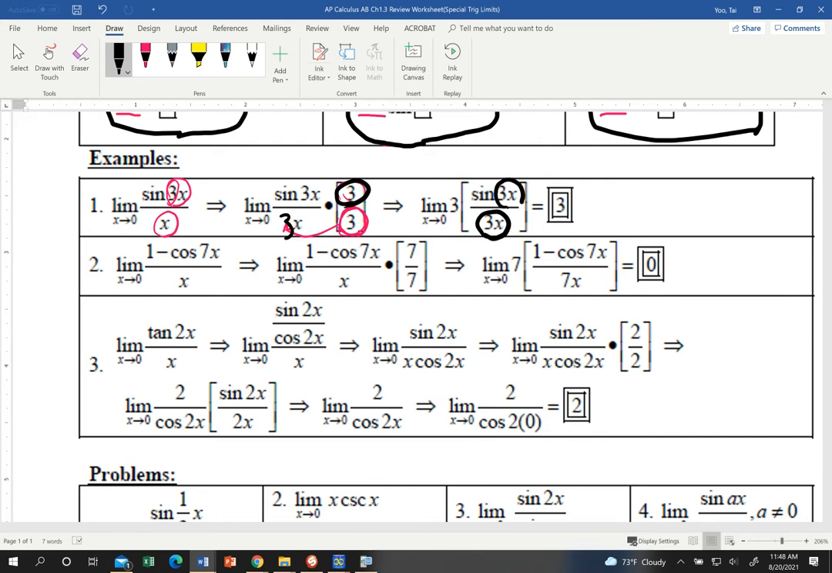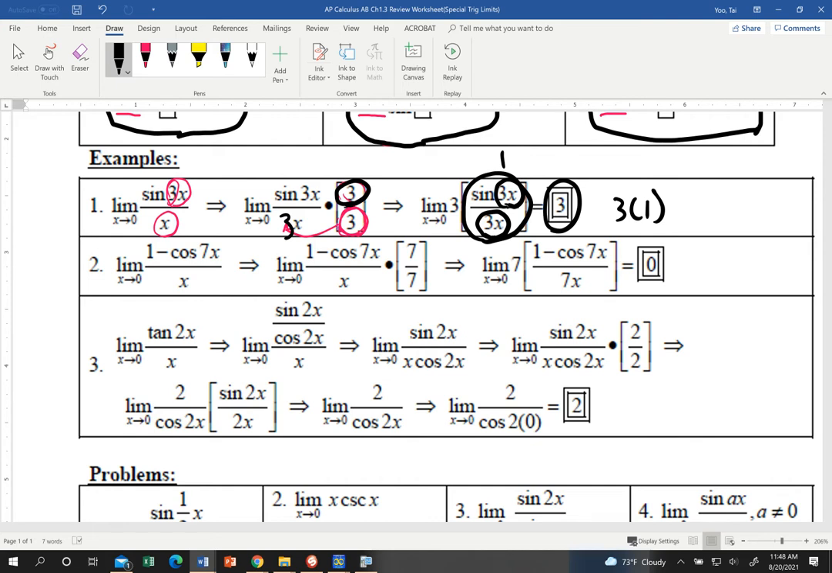So when I move this 3 to the front, I get 3x. And now we have sine 3x, which are matching. Why do I want to make it so that they're matching? What is sine 3x over 3x? What is that equal to, according to our formula? 1. This whole thing is equal to 1. So therefore, this is the same thing as 3 times 1, which is 3. How many of you follow what I just did? All right, about 10 people.